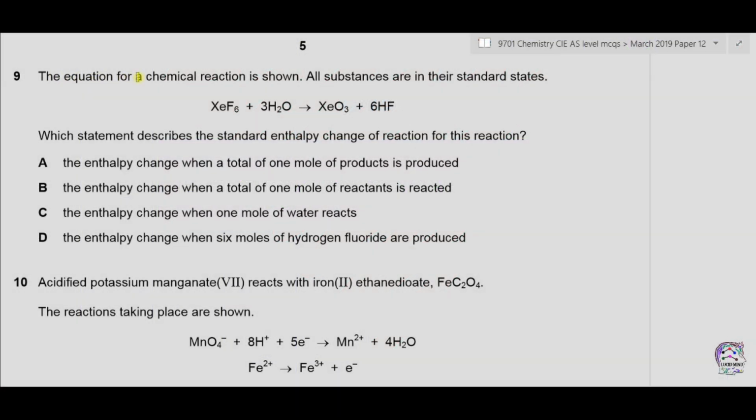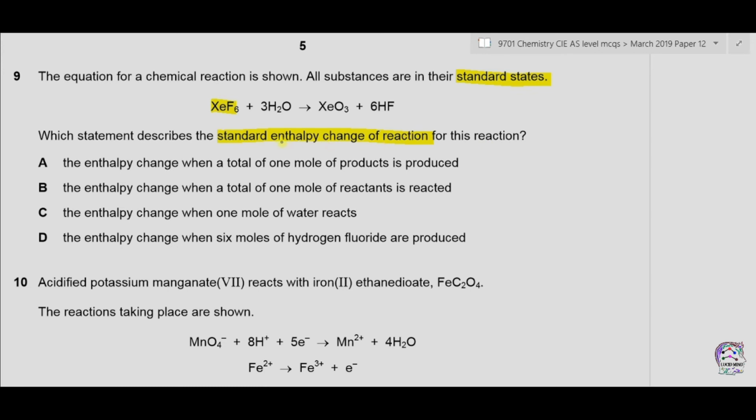Question number 9. The equation for a chemical reaction is shown. All substances are in their standard states. Xenon hexafluoride reacts with water to form xenon trioxide and hydrogen fluoride. Which statement describes the standard enthalpy change of reaction for this reaction?